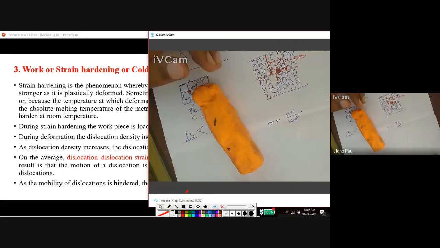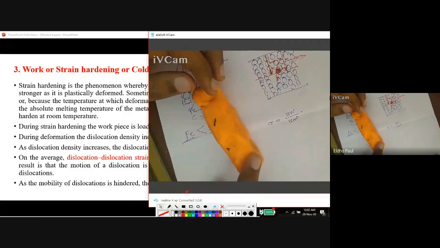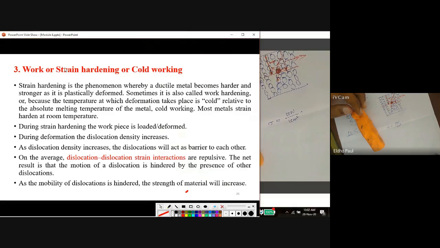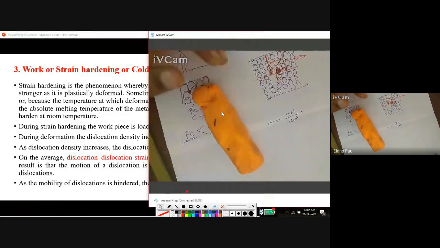By applying the stress, there will be some deformation on this material. Okay, and this deformation is called cold working or strain hardening or work hardening. So work hardening or cold working, this is called cold working.